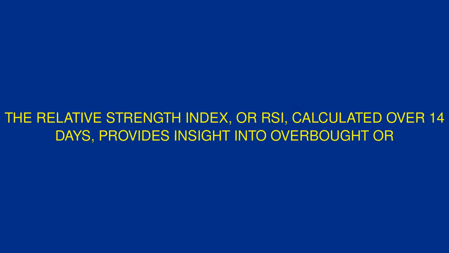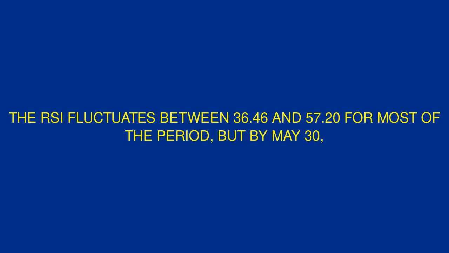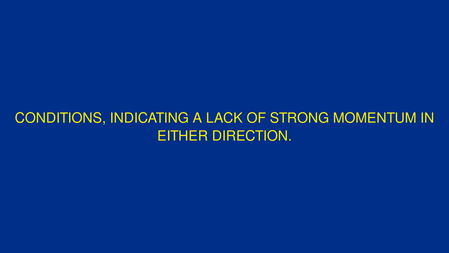Diving into momentum indicators, the Relative Strength Index, or RSI, calculated over 14 days, provides insight into overbought or oversold conditions. The RSI fluctuates between 36.46 and 57.20 for most of the period, but by May 30th, it sits at 48.42. Right in the neutral zone. This suggests neither overbought nor oversold conditions, indicating a lack of strong momentum in either direction.